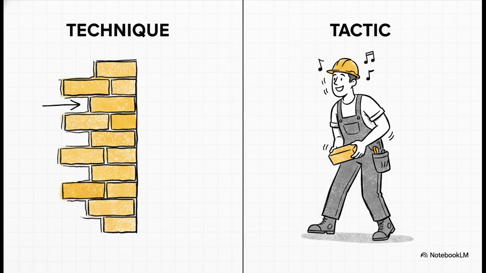Let's finish up the analogy. The method is bricklaying. The technique might be using a special Flemish bond to make the corners stronger and look better. That's a professional skill. But your tactic? That's the unique way you hold your trowel or the faster rhythm you have for laying bricks, something specific to you that still gets the job done perfectly. It's your personal signature on the work.